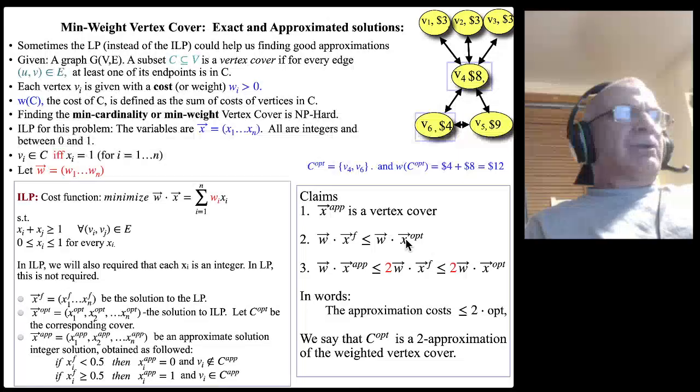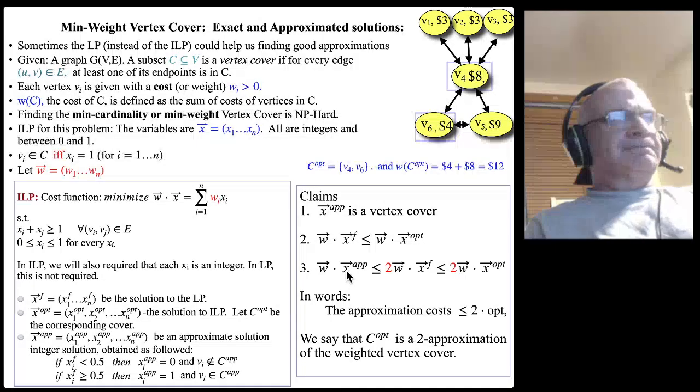Now let's put it all together. Look at the cost of the approximated solution that we just created.